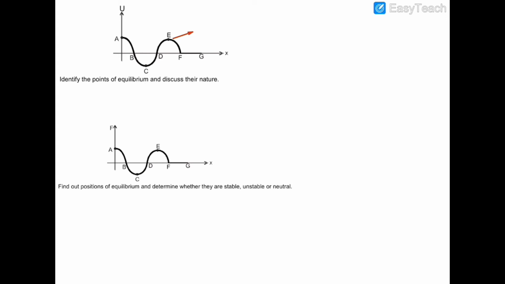So E point also has zero slope. So this E point is a point of unstable equilibrium, because the force at point E is zero, which can be obtained by the slope, and the potential energy at this point is maximum.